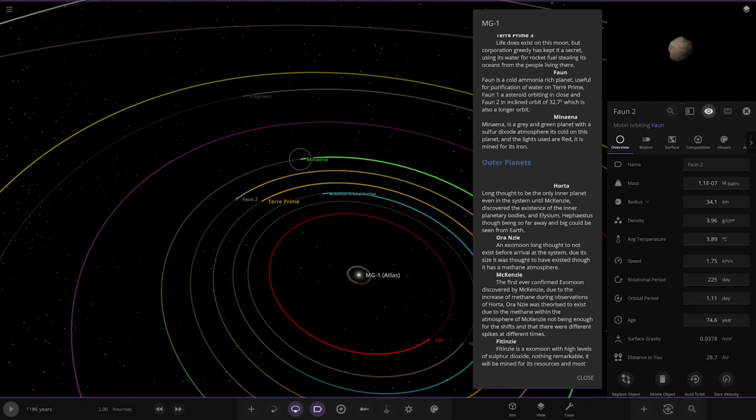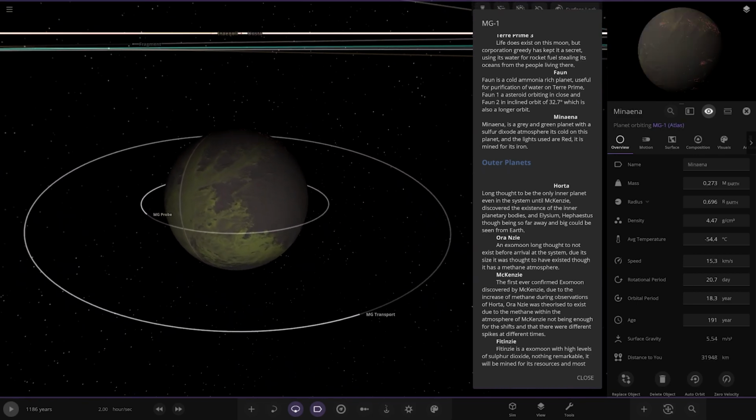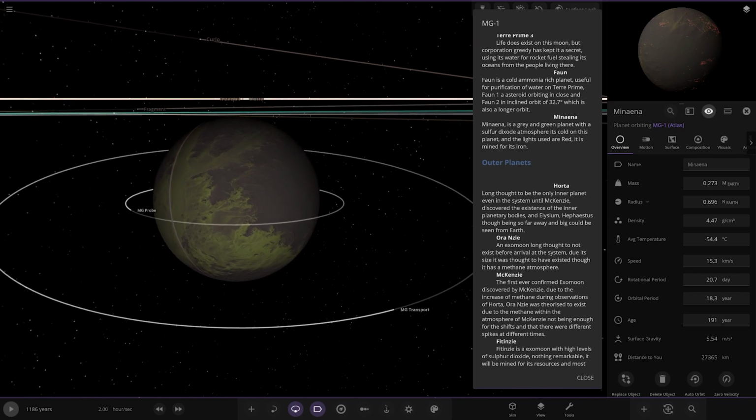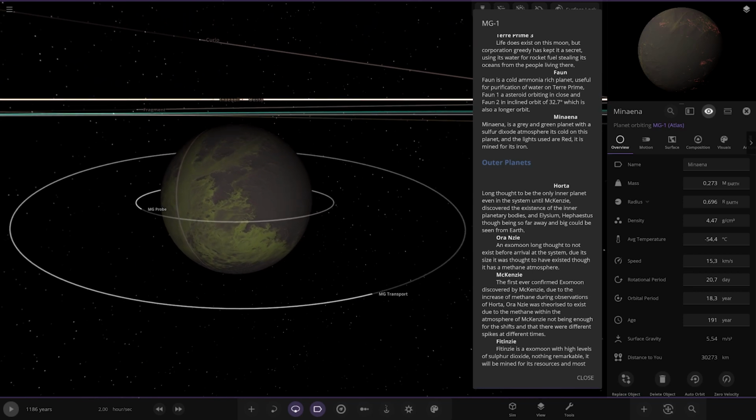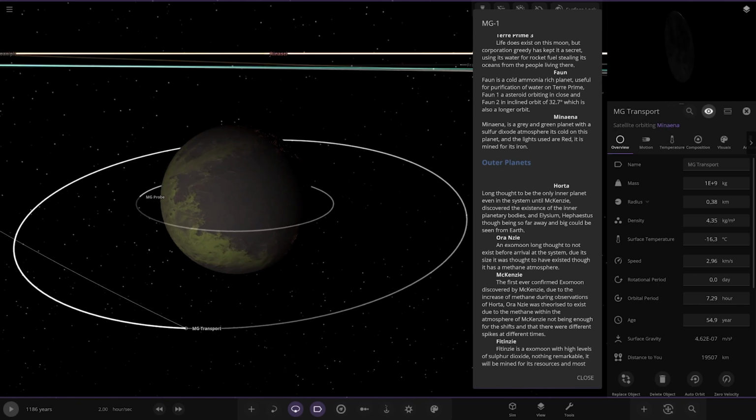Next up, we're heading to Minina. It's a grey and green planet with a sulfur dioxide atmosphere. It's cold on this planet and the lights used are red. It is mined for its iron. There you go. It's got two of those. Very nice. Cool.